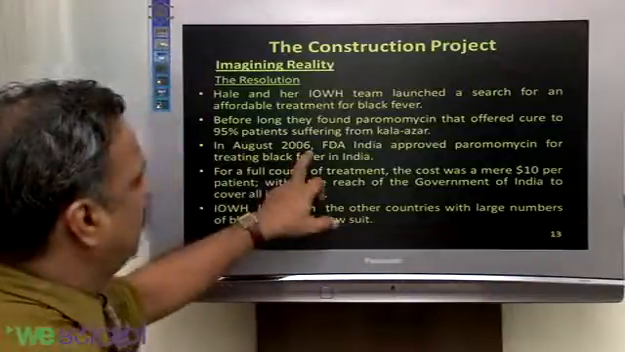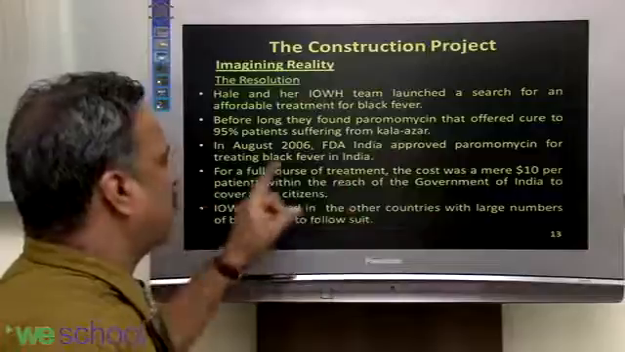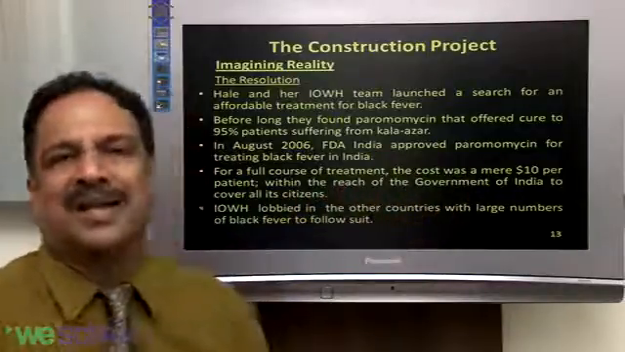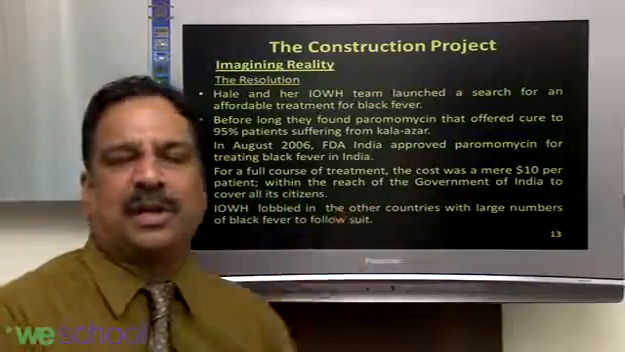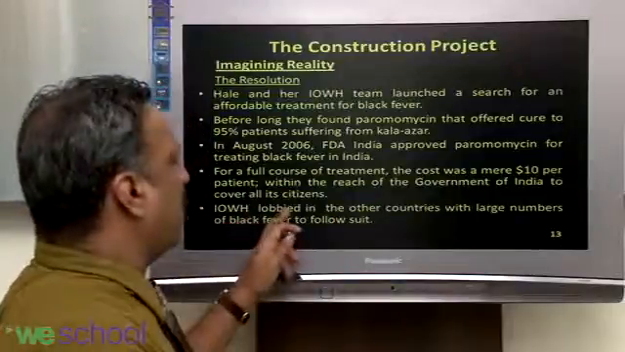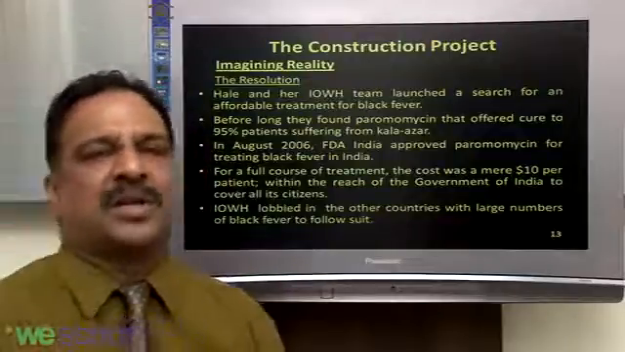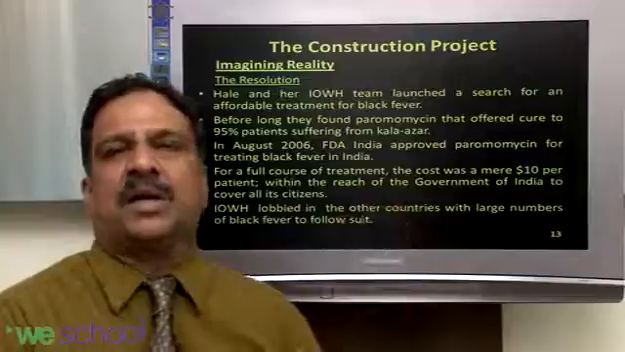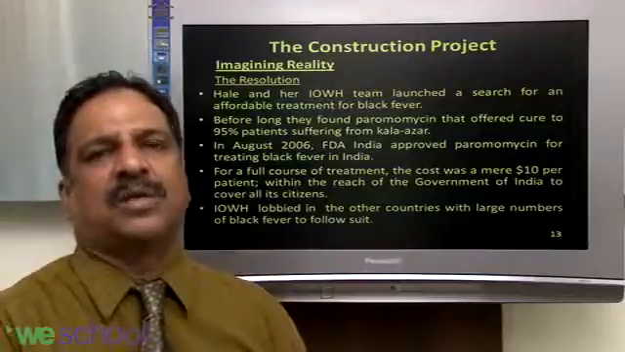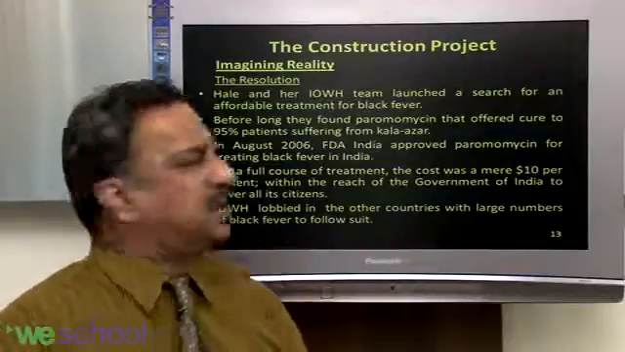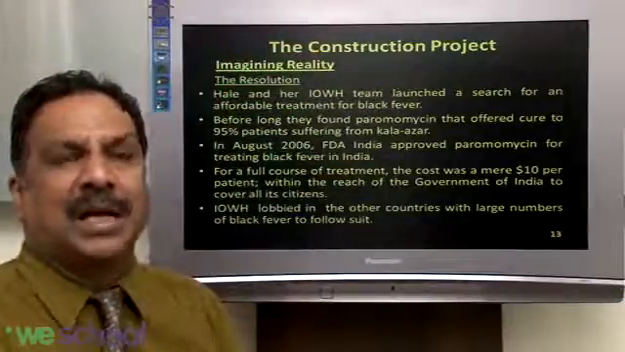In August 2006, FDA India approved paromomycin for treating black fever in India, and for a full course of treatment, the cost was a mere $10 per patient, within the reach of the government of India to cover all its citizens. This actually happened in our country. IOWH lobbied the other countries with large numbers of black fever cases to follow suit. In most of the tropical countries, people get affected by this, especially in the poorer sections. And so here was a drug available, and IOWH was able to integrate their thinking process. This is what comes under imagining reality, which Victoria Hale did in her IOWH.